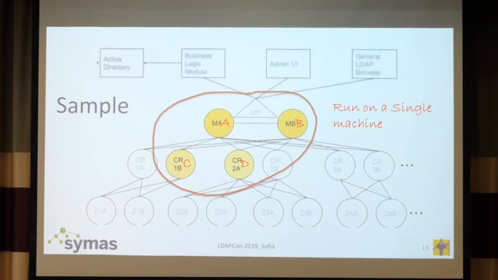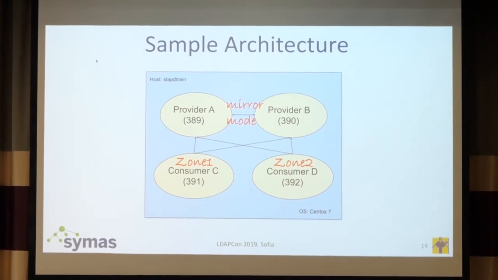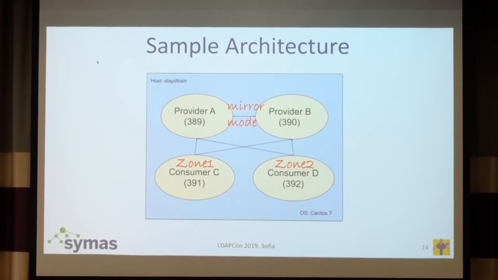Two masters and two cascading replicas. Any questions so far? So this would be the architecture of the sample. So we have, again, two providers running in mirror mode and two replicas that are read-only.